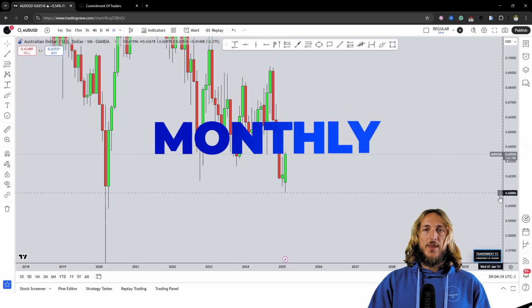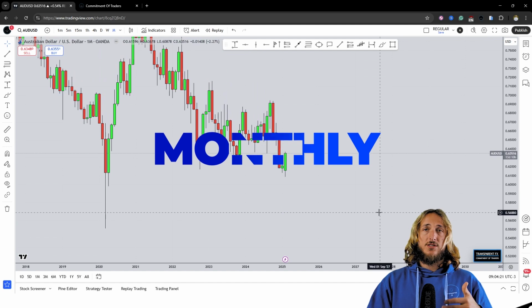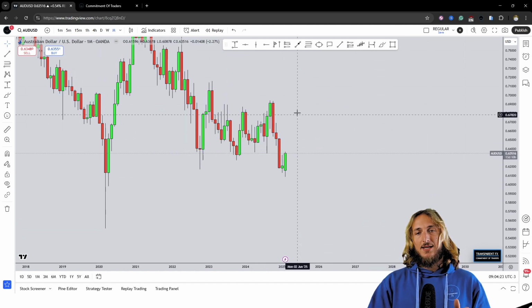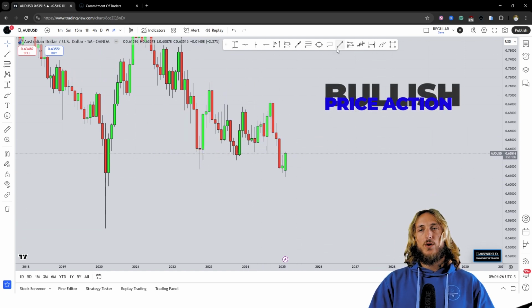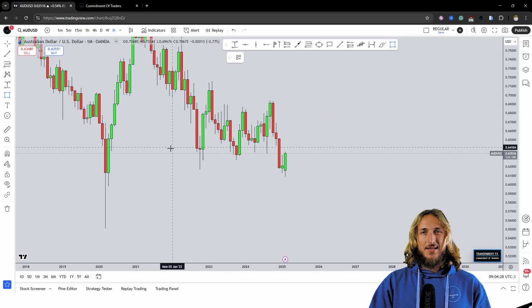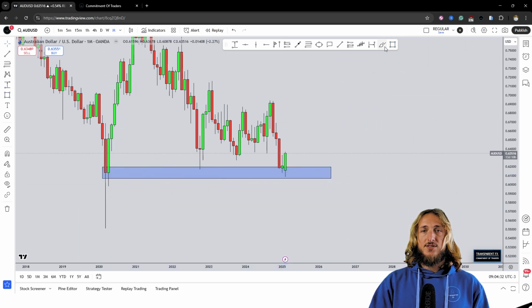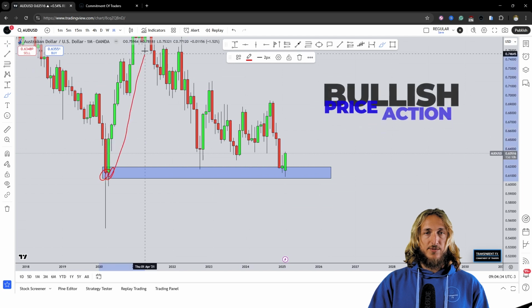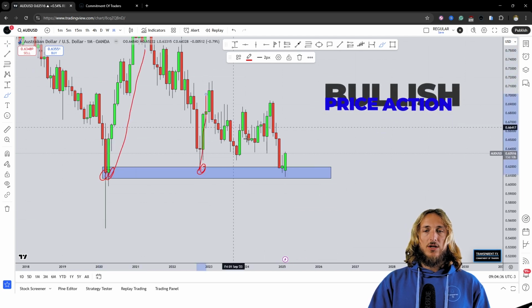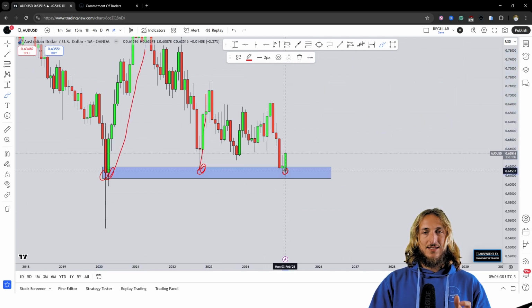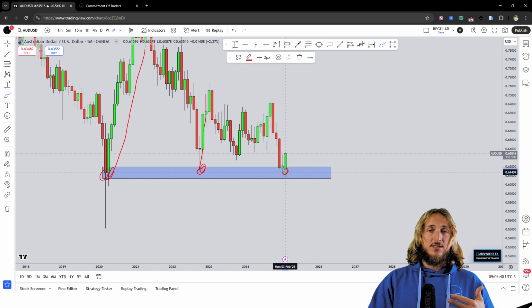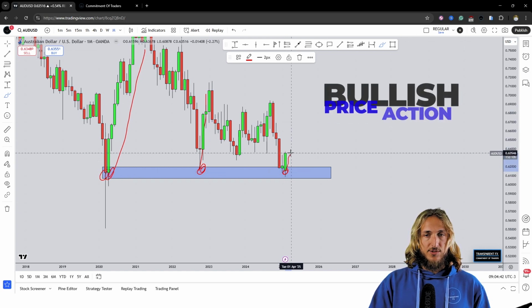Now, starting here from the monthly time frame, what we can notice is that we have a market which is testing and rejecting to the upside a quite strong historical monthly support and demand area. From here, in fact, all these previous rejections to the upside were created. And what we can notice is that at the moment, the market is testing the exact same zone and it's already starting to reject the level to the upside.